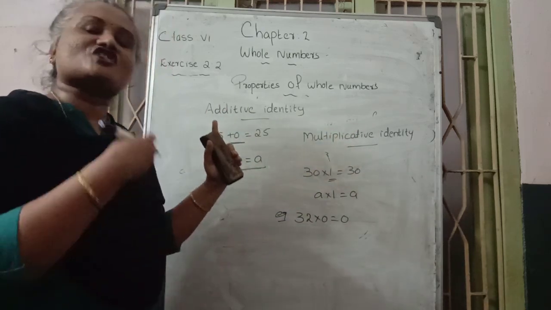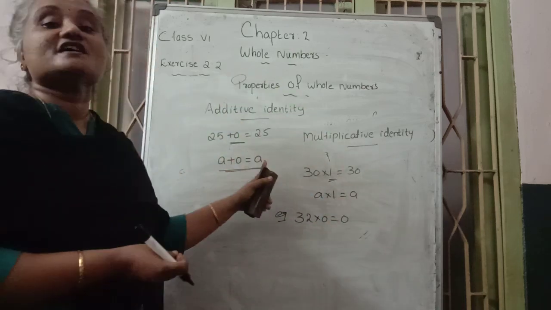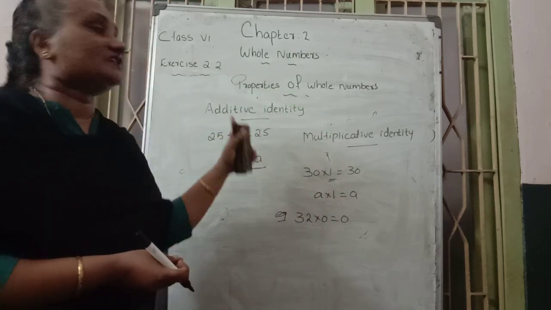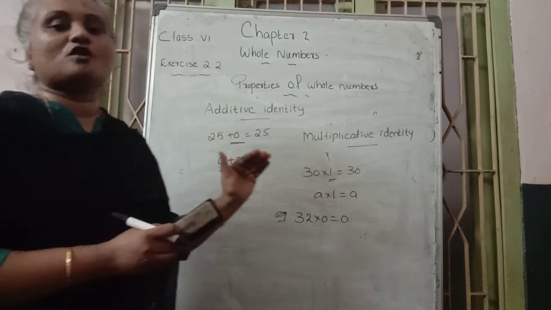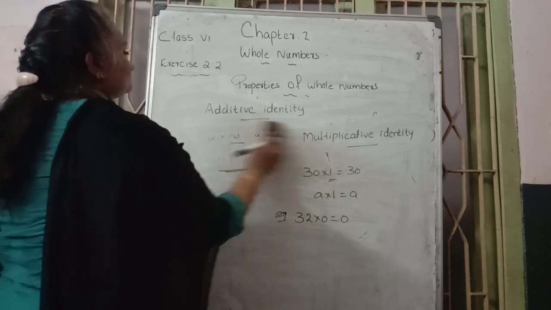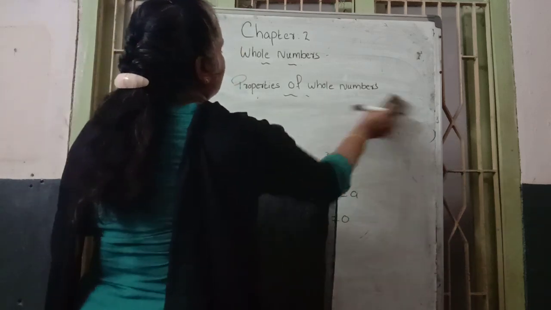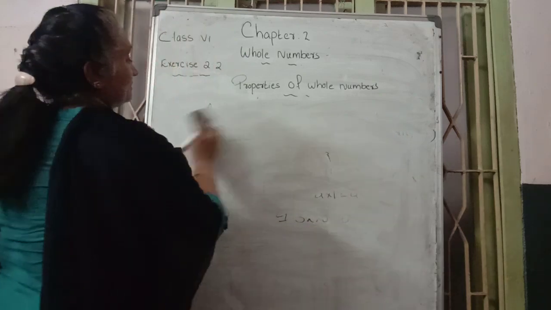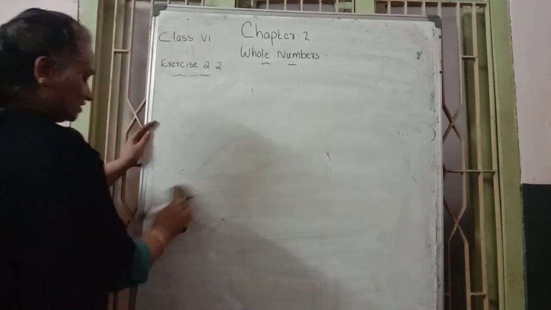Additive identity means any number added with 0, we get the same number in the addition case. That's why 0 is the additive identity. Then I hope you can understand this one. Then next, these are the properties of our whole number case. Next we go through exercise 2.1.